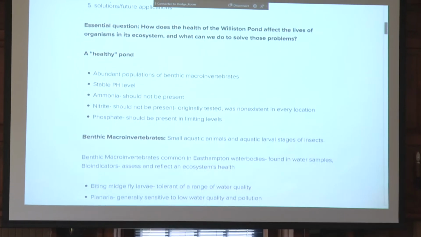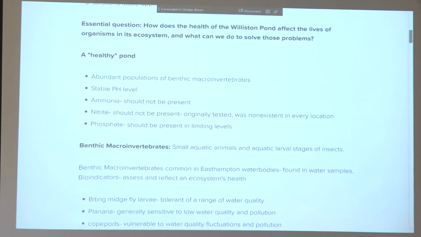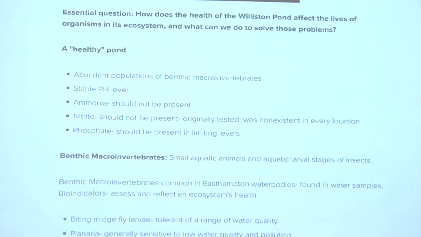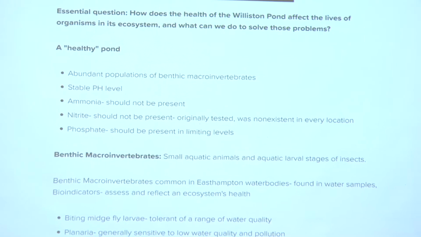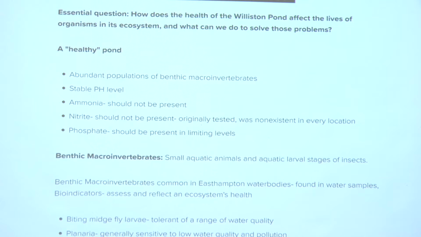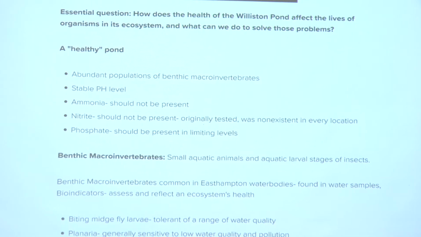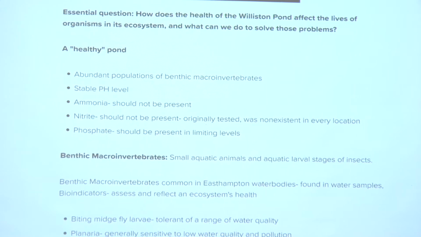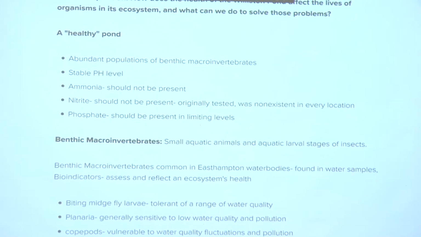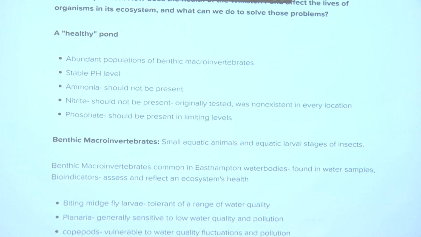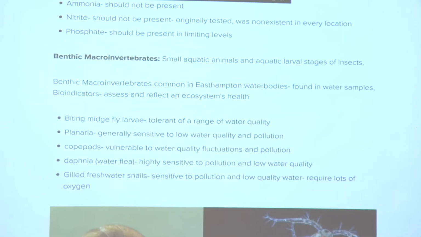So what makes up a healthy pond? Abundant populations of benthic macroinvertebrates, stable pH level, ammonia should not be present, nitrite should not be present, and actually nitrite was something that I tested for originally, but it showed up as 0 in every location, so from the further data after this it is not going to be referenced. And then phosphate levels should be limiting. So first off, benthic macroinvertebrates.